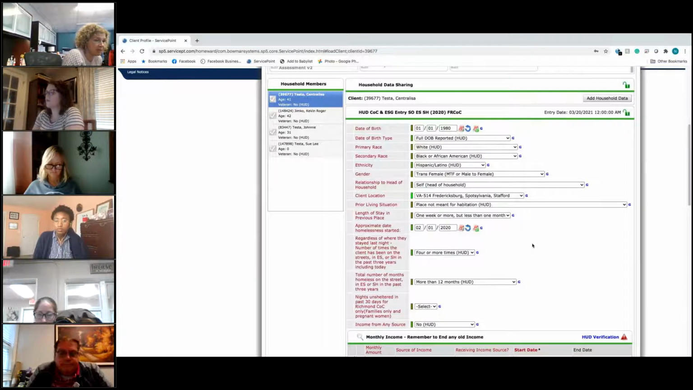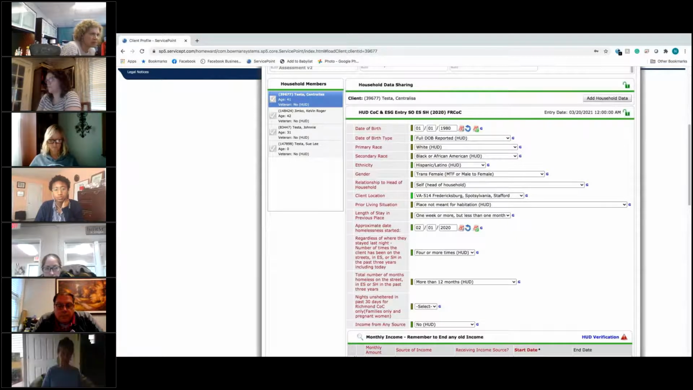So if you have someone who's in rapid rehousing, usually it's either shelter or outside. For any other kind of prevention projects or something like that, you might have a house situation, but it's wherever they are before they get enrolled in your project. So any questions about prior living situation?